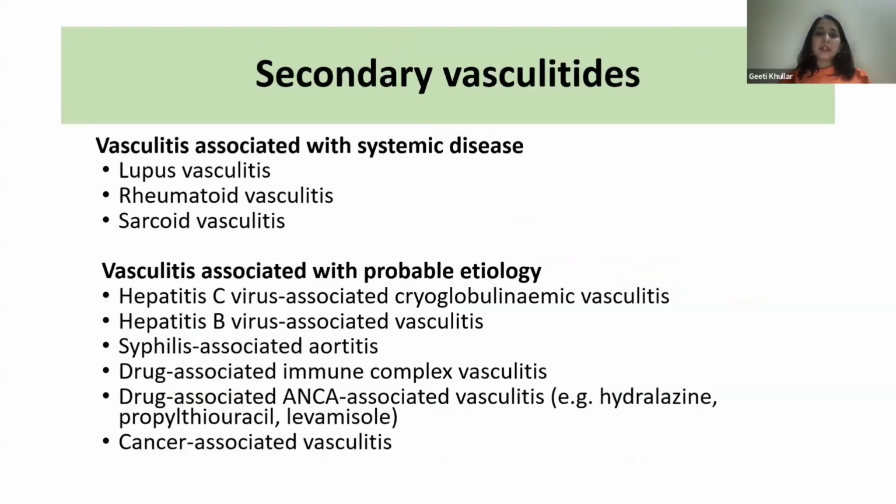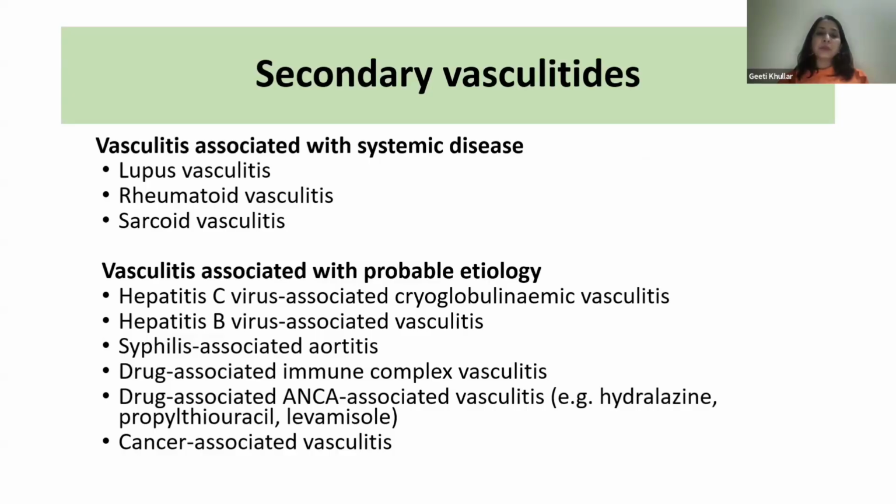Now, there are some other secondary vasculitides, which may be associated with systemic disease, because in the approach, we mentioned that there could be vasculitis associated with some systemic associations. So a patient could have lupus erythematosus and coexisting, simultaneous involvement with vasculitis on his lower limbs. They could be patients with rheumatoid arthritis or sarcoidosis, which can have cutaneous vasculitis.